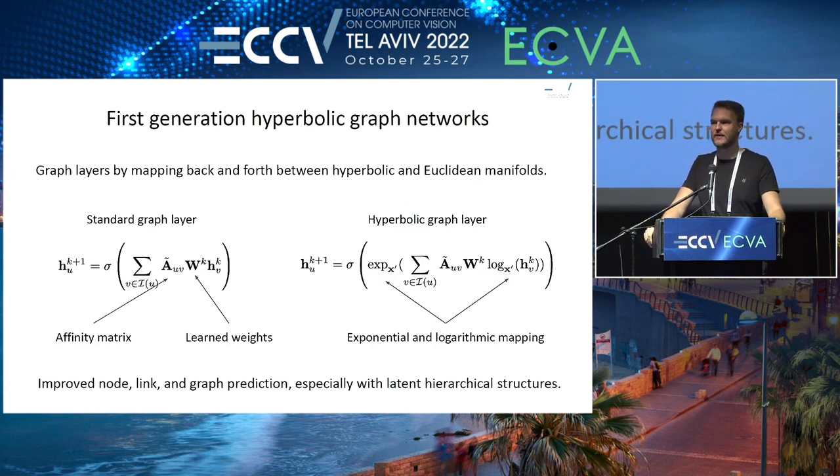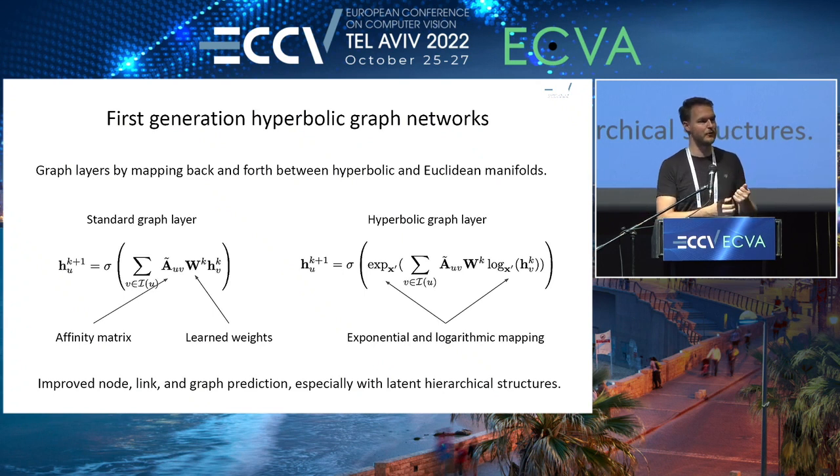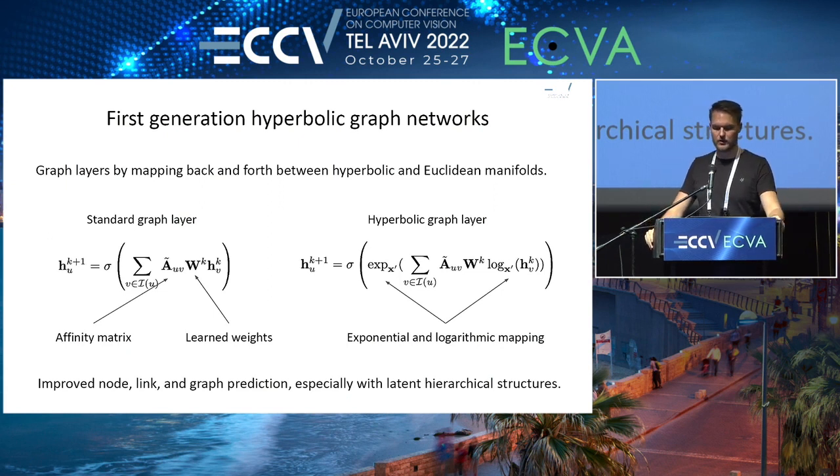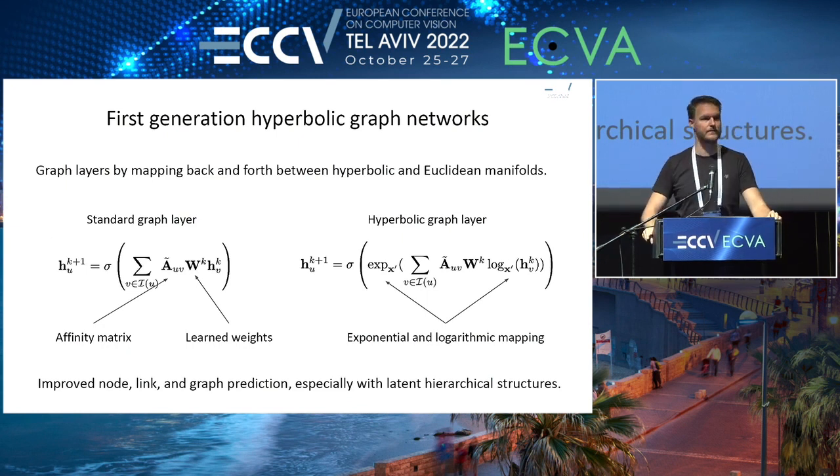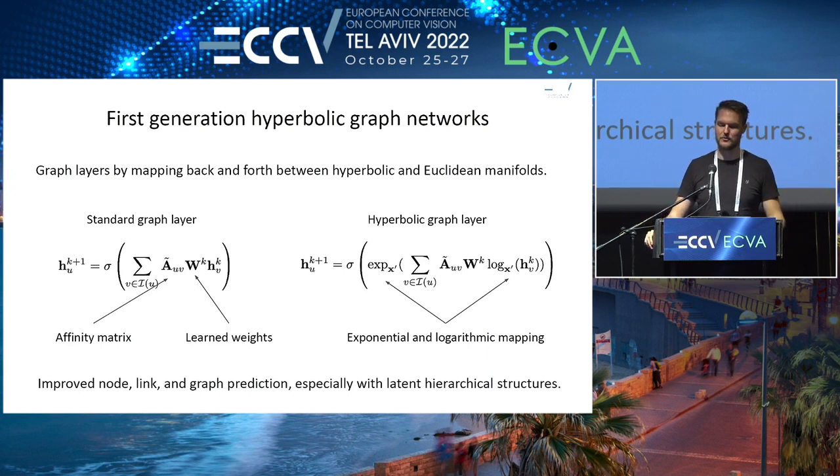So this is what it looks like. On the left you see a standard graph layer. We have a representation for a node u in the next layer, and that's just the sum over all its neighbors, where we take the representation of the neighbor with the adjacency matrix A and some learnable parameters W, right? That's what we learn in a graph network. So this is what a normal graph layer looks like. What they did is they added these two functions. The input nodes are now hyperbolic, so you have to move them back to Euclidean, then do your normal graph operations, and then back to hyperbolic space. So that's, let's say, the first attempt.